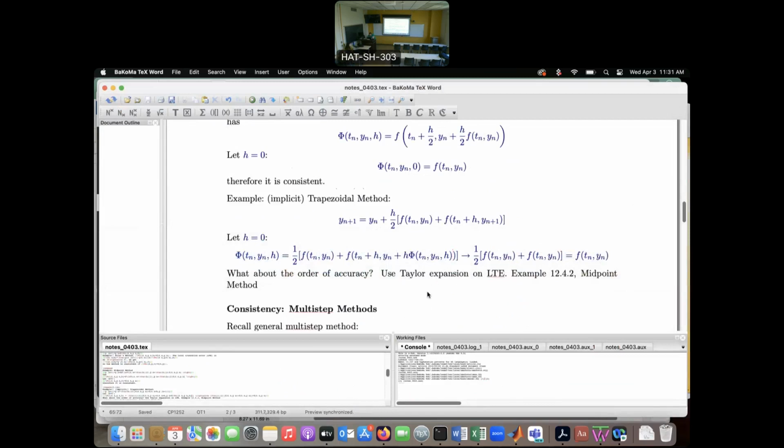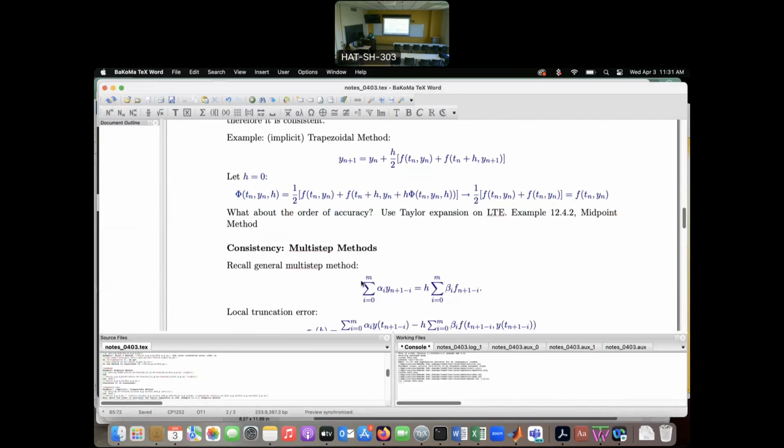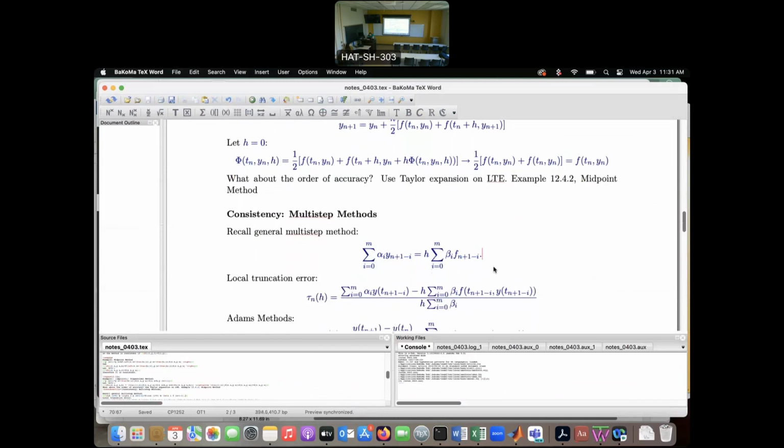Now, what about multi-step methods? So here we have a general multi-step method, whether it's Adams or BDF or anything else. Then the way you define local truncation error is the same as for one-step methods. You move everything to the left side, and you substitute the exact solution into the method. So here we have y at time level n plus 1 minus i. That's replaced with y of t sub n plus 1 minus i. And then we do the same kind of substitution over here.